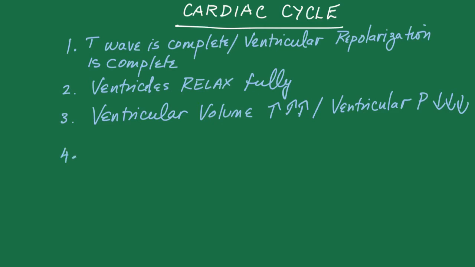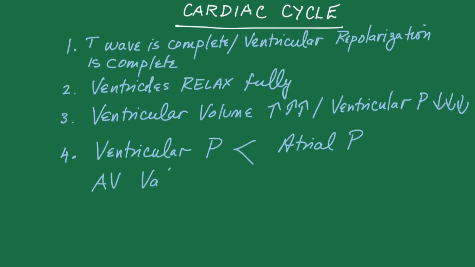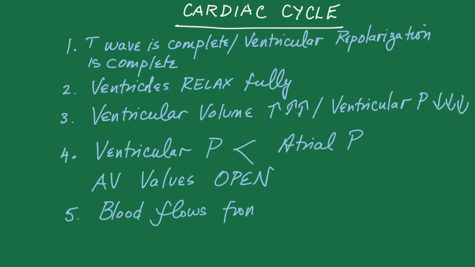The ventricular pressure is so low that it even falls below the pressure of the atria. Atria usually have very low pressure. Here the ventricular pressure has fallen below the atrial pressure. So when ventricular pressure is lower than atrial pressure, AV valves open, tricuspid and bicuspid. When these valves open, blood can flow from the atria to the ventricles, and the ventricles can fill up with blood. And this movement of blood occurs down the pressure gradient.